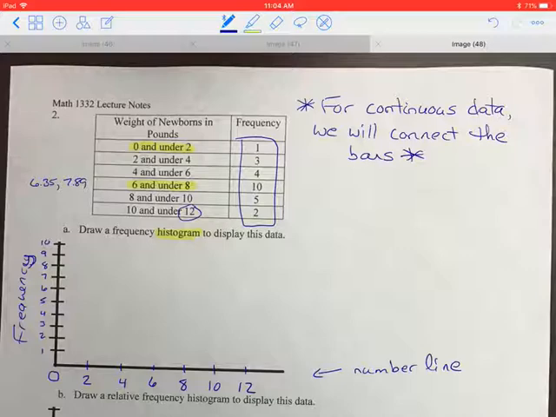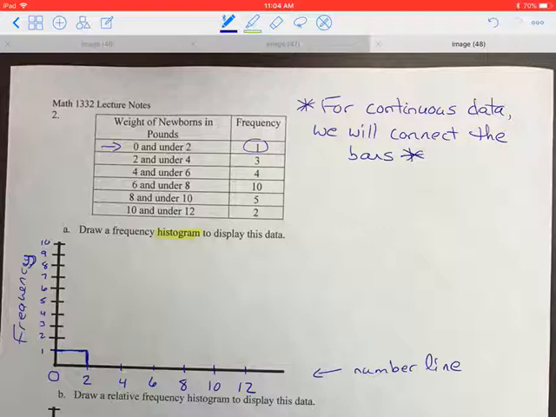All right, so now we're going to look at each of these categories. So let me erase some of this extra stuff that I have. All right, so for our first category, we have 0 to under 2, and we only have one baby. So what we're going to do is start at the 1. We're going to draw this bar, and we're going to go all the way up to the 2. Even though it doesn't include 2, it goes up to like 1.9999.